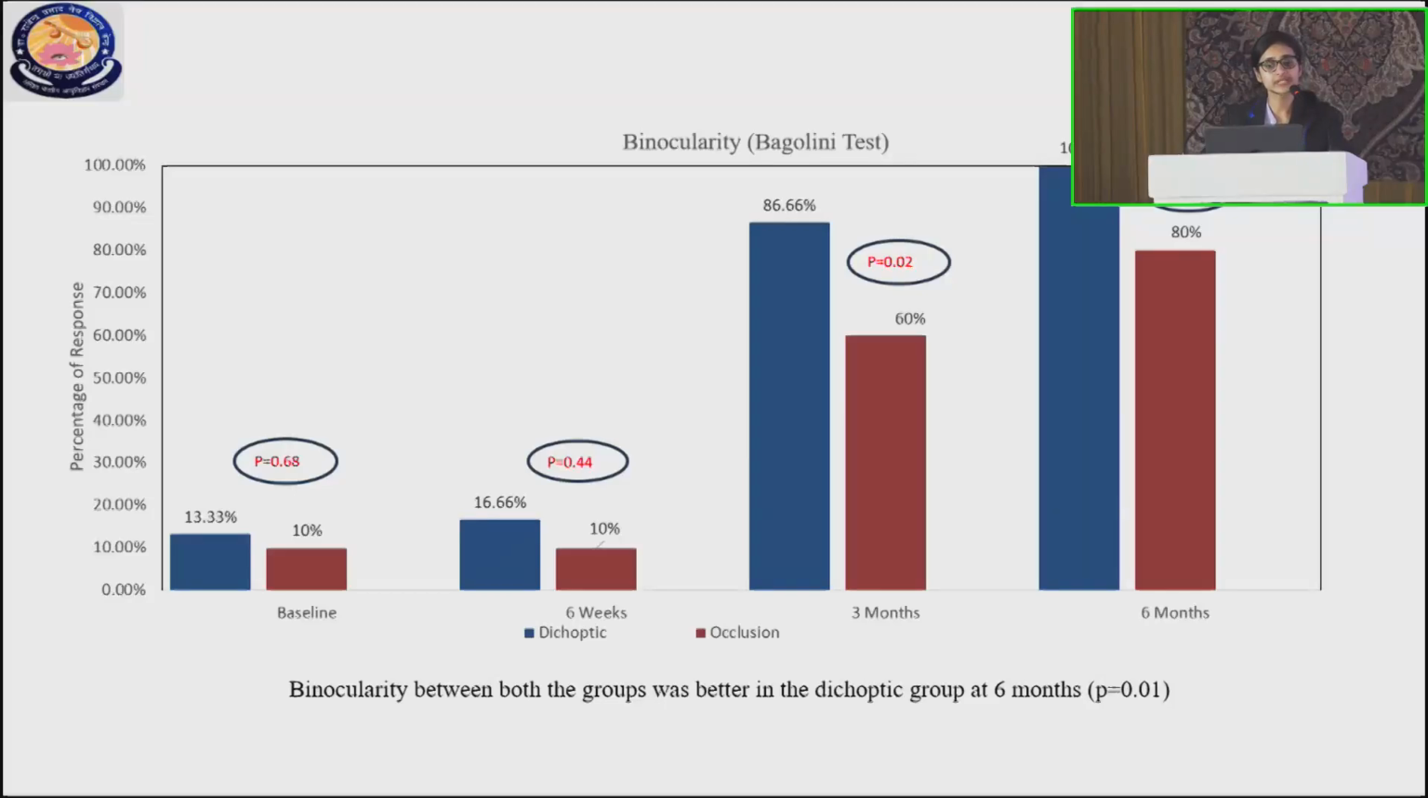Coming to the binocularity, which was tested using Bagolini's test. Initially, at baseline, almost 13.33% of patients had binocular vision in the dioptic group, which improved to almost 100% at the end of 6 months. Whereas in the occlusion group, we started with 10% of patients and it went up to 80% gaining binocularity at the end of 6 months. And it was definitely better in the dioptic group at the end of 6 months.